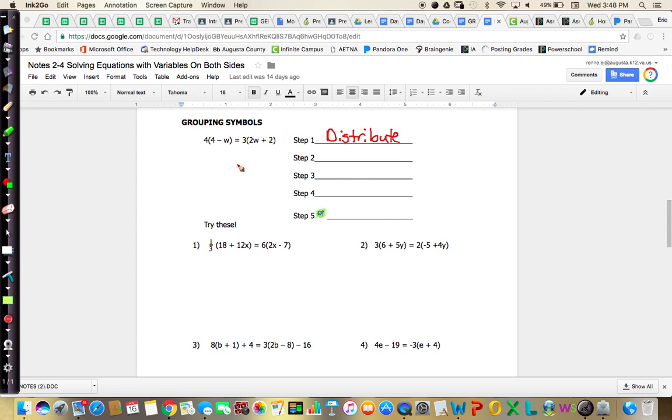And then basically the steps are going to be the same as we started with yesterday. So the next step is going to be to combine like terms. And I always like to combine the variables first. Combine like terms, take care of the variables first. Then after we take care of the variables, we're going to combine like terms and take care of the numbers.